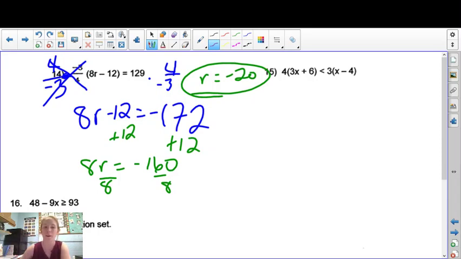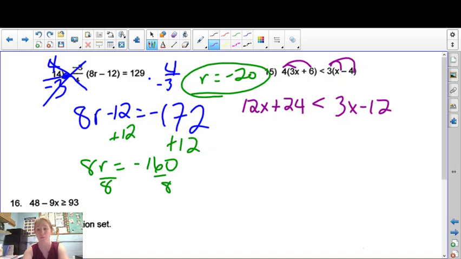Number 15. Now I can't do that trick because I have numbers in front of both sets of parentheses, so I do have to distribute both pieces. So 4 times 3x gives me 12x, and then 4 times 6 gives me 24. 3 times x and 3 times negative 4.